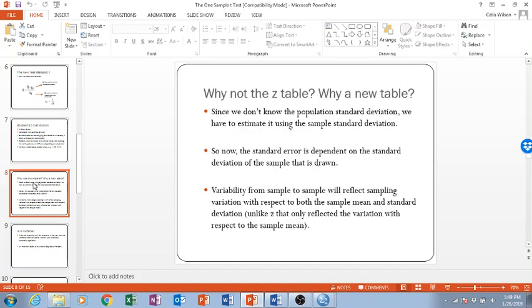So why not the z-table? Why a new table? Again, because we don't know the population standard deviation, we had to estimate it, which we kind of walked through really quickly. So now that standard error, that denominator, is dependent on the standard deviation of that particular sample. Well, variability from sample to sample will reflect sampling variation with respect to the mean and standard deviation. Unlike z, that only reflected the variation with respect to the sample mean.